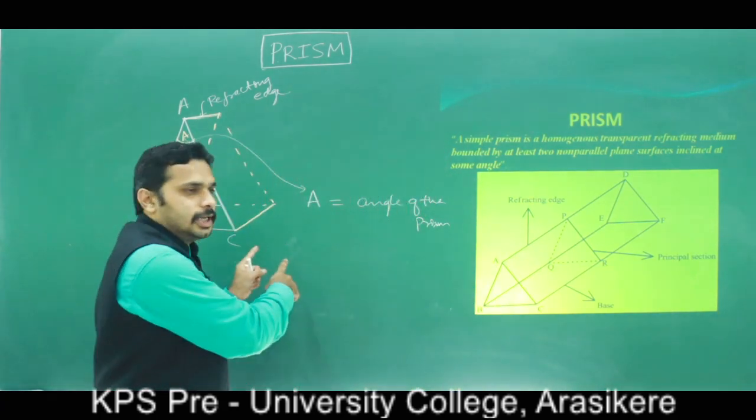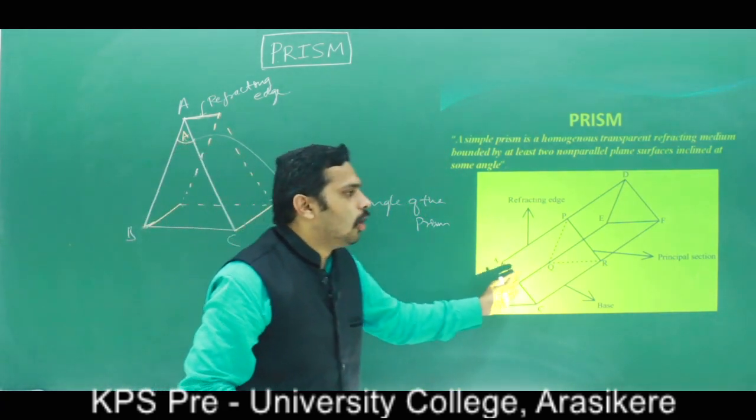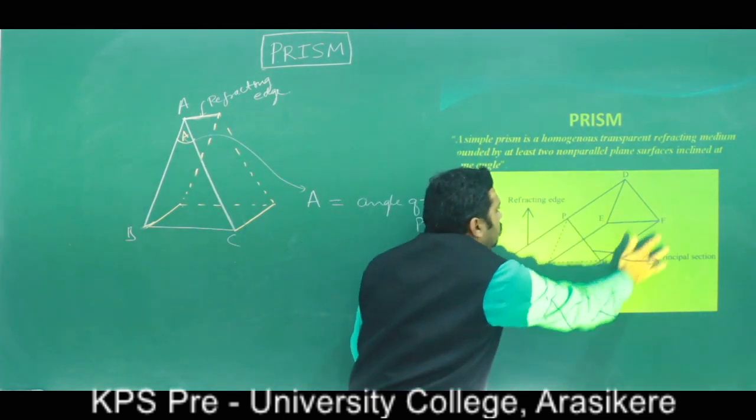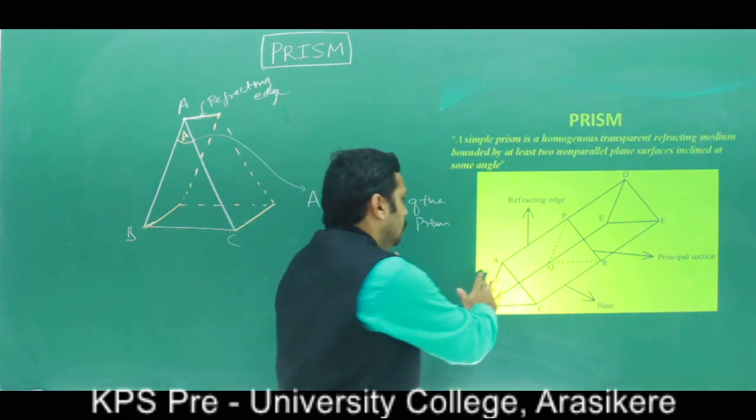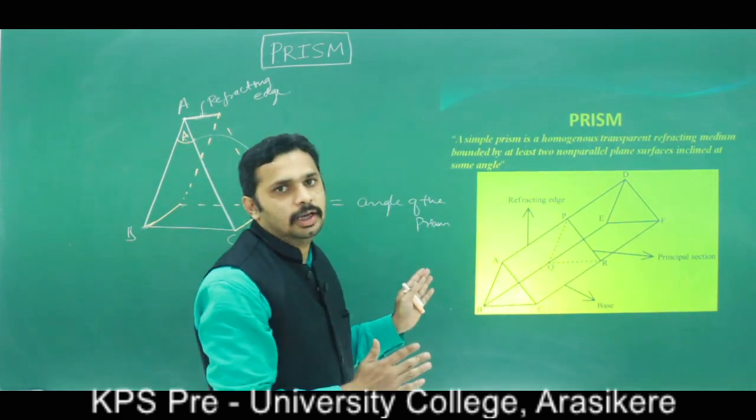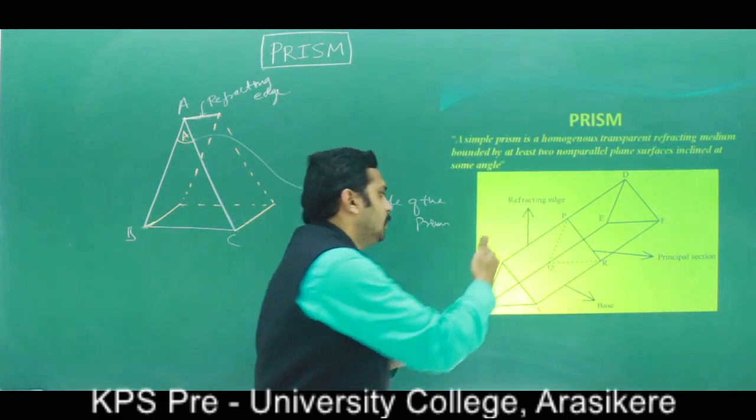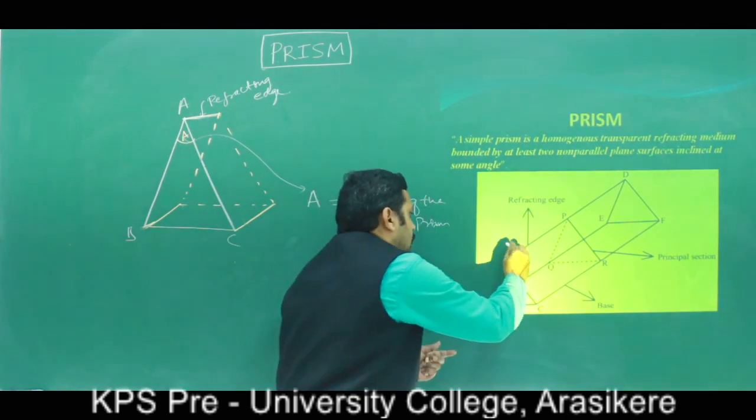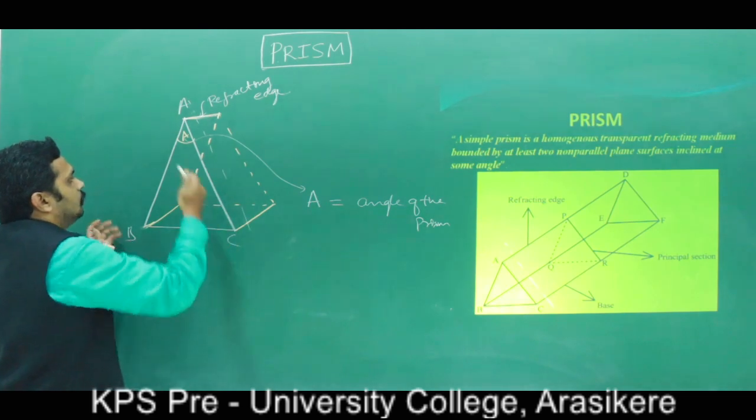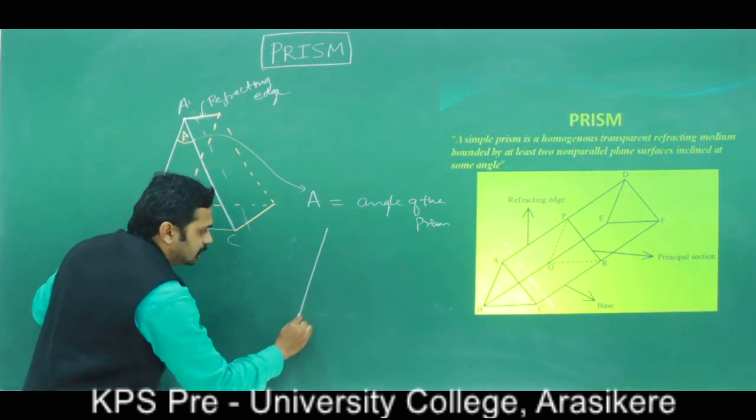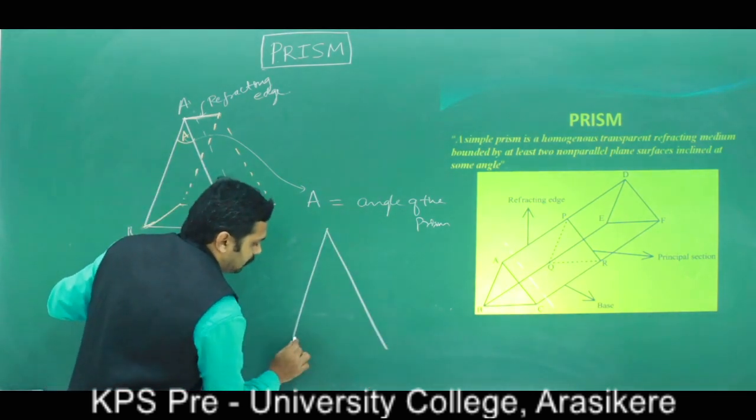Actually, a prism is a three-dimensional object. I am not taking the whole prism. I am taking only a part of the prism. I do not need the whole prism, just a part of it. So I am going to cut the face. I take one face, and this is how it looks.